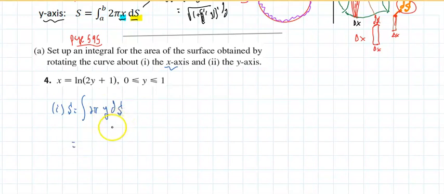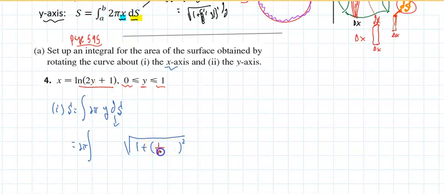Where do I start the problem? I start the problem with ds. The integral, 2 pi is a constant. I'm going to start with this square root of 1 plus a derivative squared. Before I decide, I look at this, say, okay, look, y, and guess what? It seems it's easiest to take a derivative with respect to y.